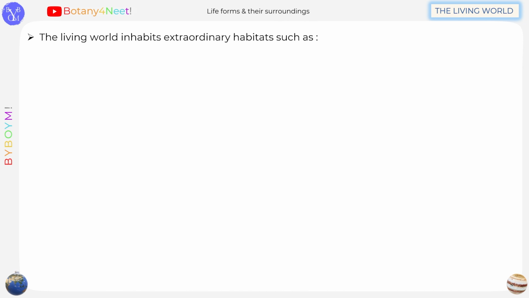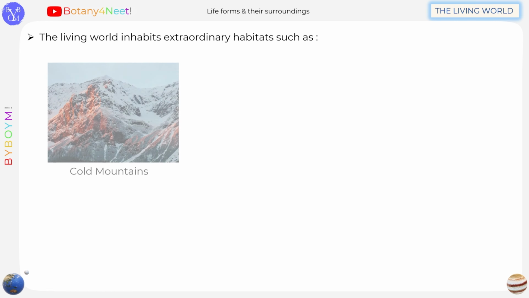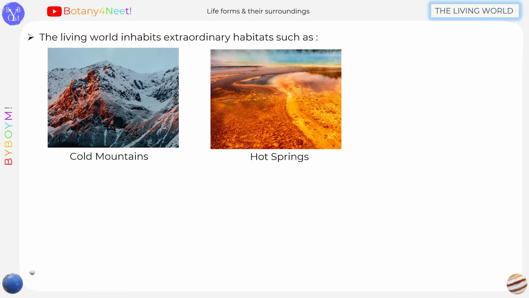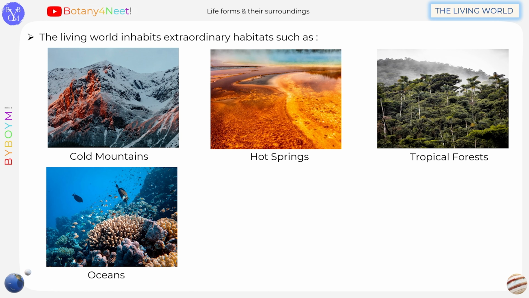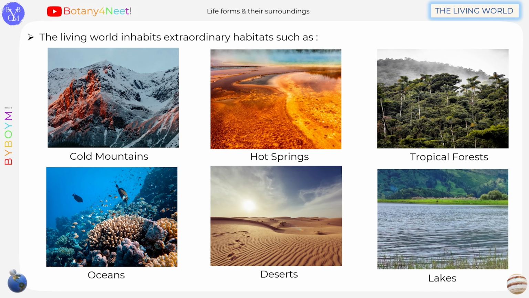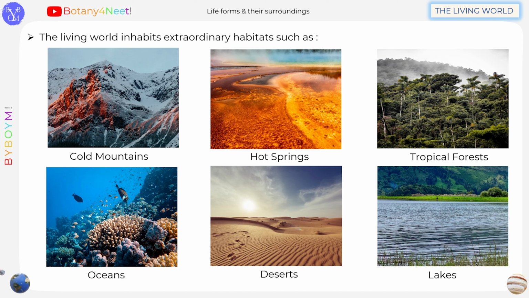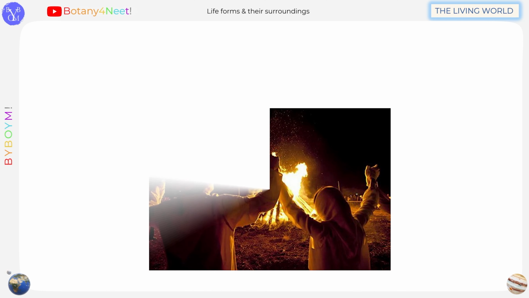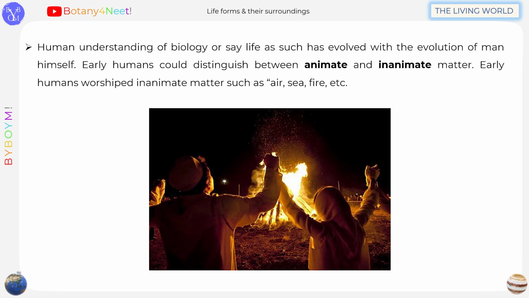The living world inhabits extraordinary habitats such as cold mountains, hot springs, tropical forests, oceans, deserts, and lakes. You will find life in the northern pole and southern pole where there is extreme cold, as well as in the higher temperatures of hot springs. Tropical forests are abundant with life, so are oceans and lakes, but you will find much less life in the arid conditions of deserts where there is much less availability of water.